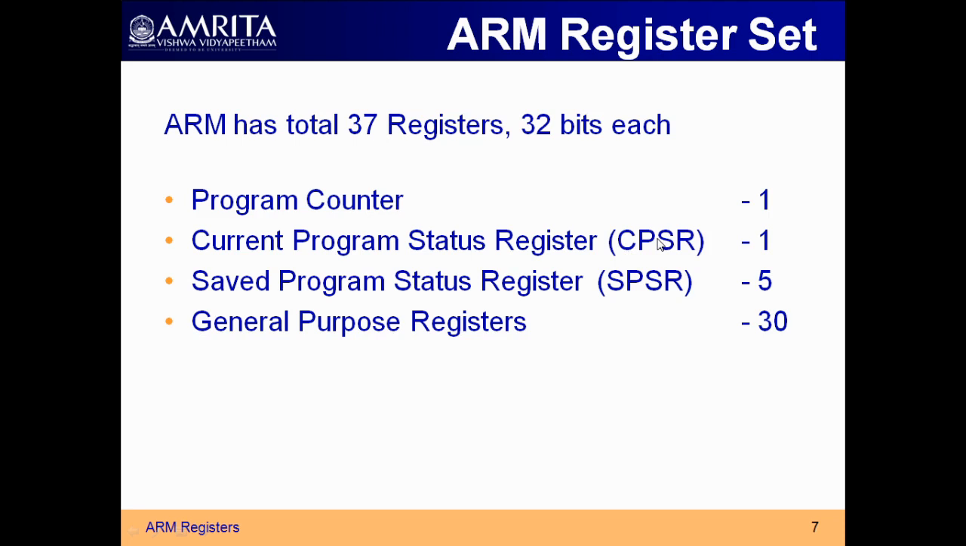CPSR will be available in user mode only. In all the other modes you are having SPSR. Then one program counter. Program counter will be available in all the modes. That is, the same program counter will be available. So you are having one program counter, one CPSR, 5 SPSR and 30 general purpose registers such as R0, R1, R2, etc. So total 37 registers are there.